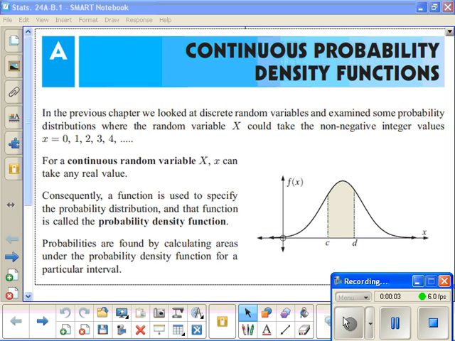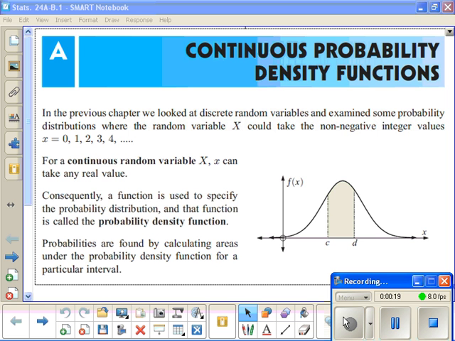Today's lesson is on continuous probability density functions and a little bit with normal distributions. As we talked about in the last chapter, we looked at discrete random variables, took a quiz on Friday, so you should get those back soon. But today we're going to take a look at continuous random variables.